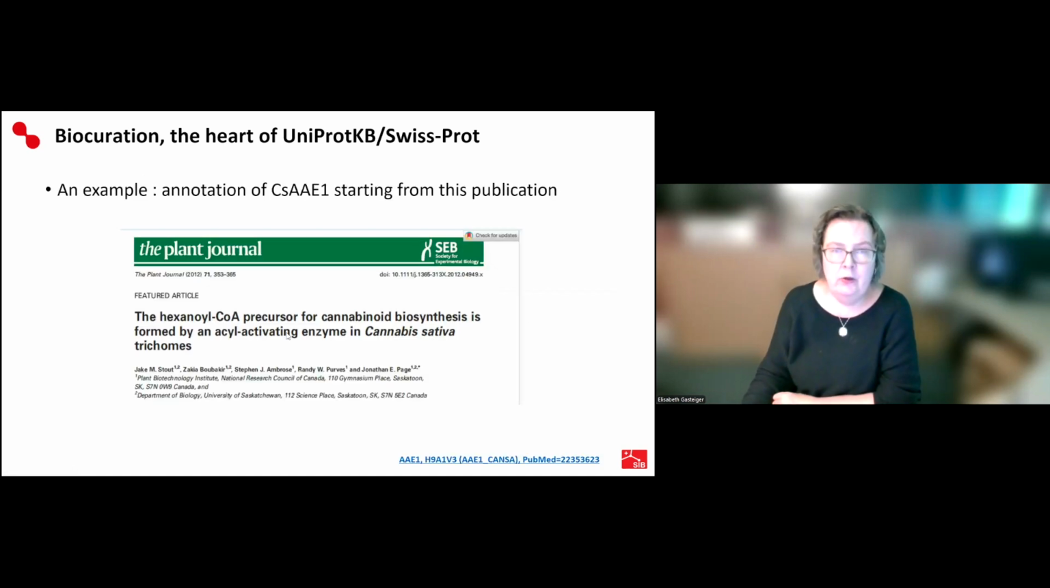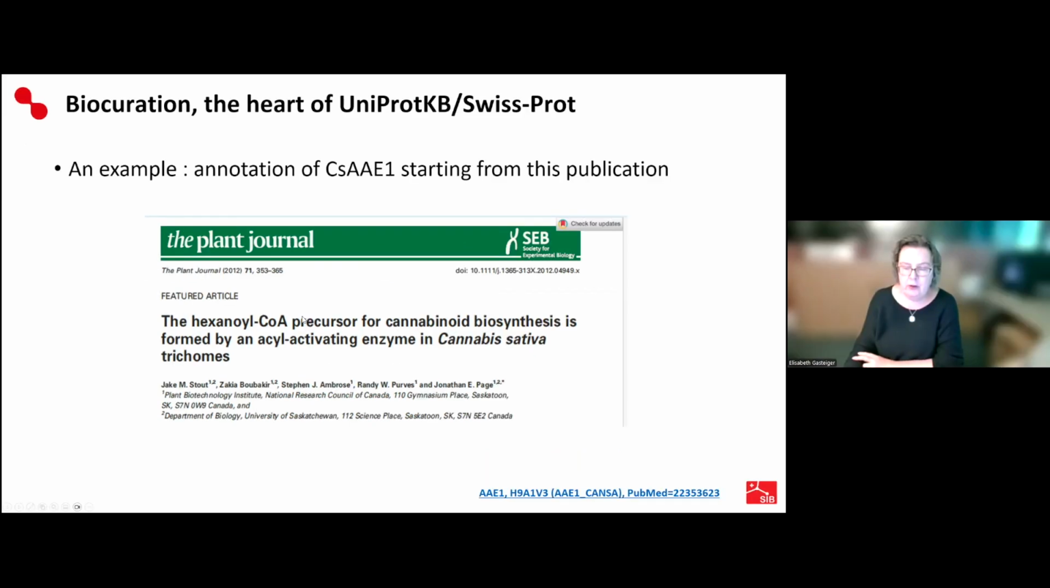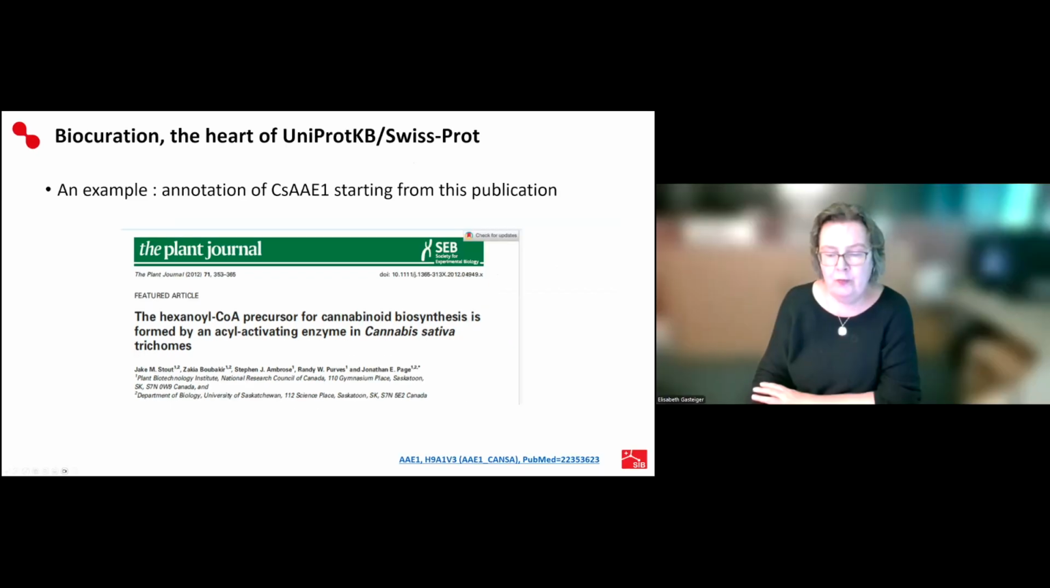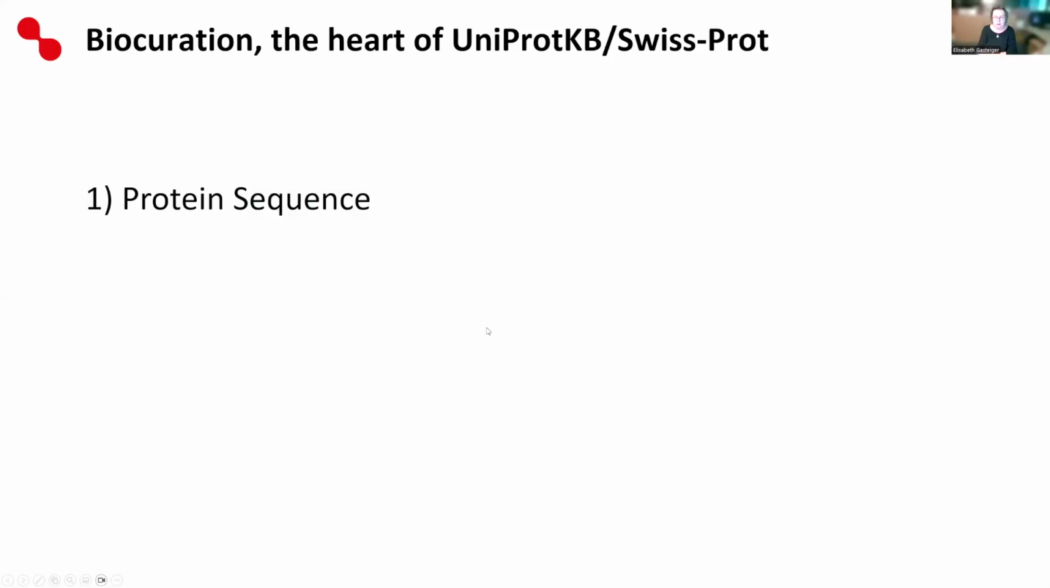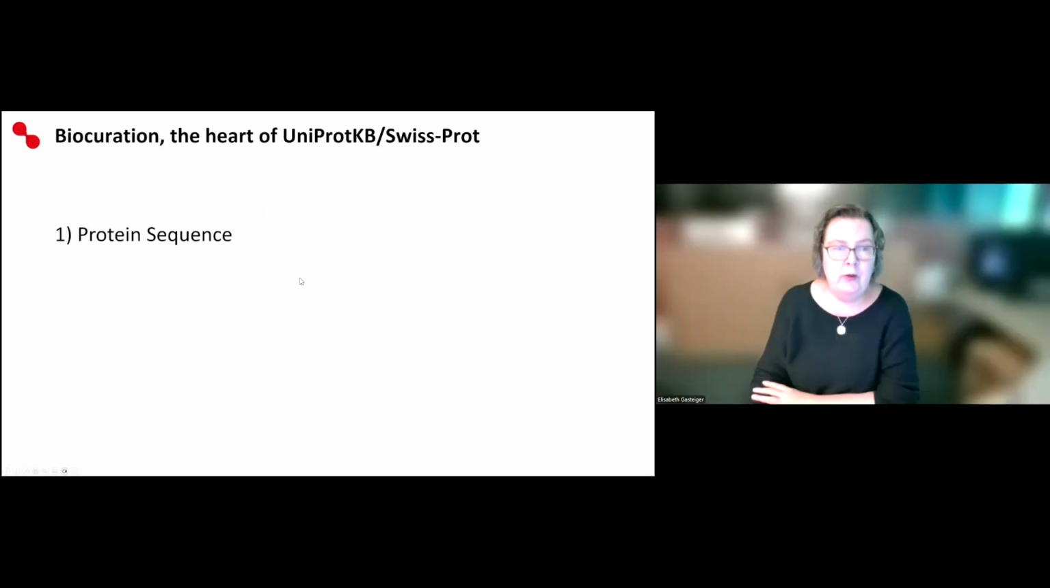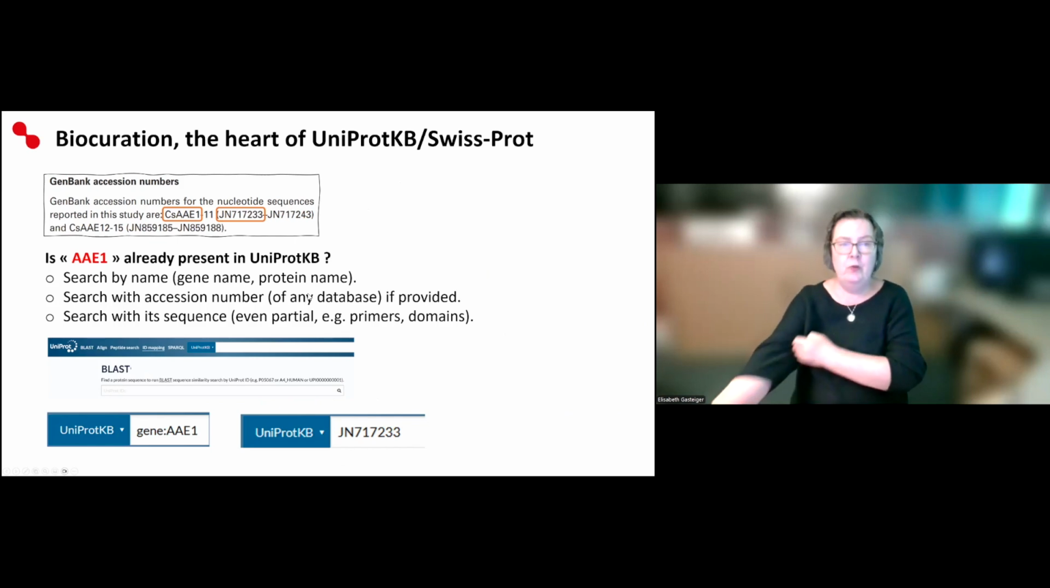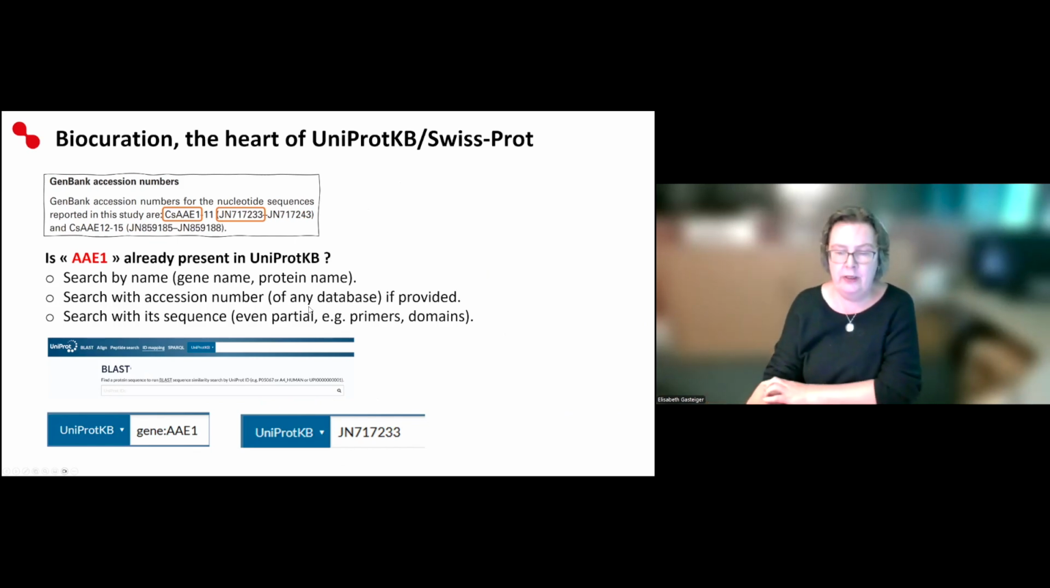Now I'll take you on a short journey with the biocurators, such as Emmanuel here in the room, and we'll see how they go about annotating a new entry. It usually starts with one or more publications. This one is about an enzyme in Cannabis sativa. As we saw before, we first want to get the sequence right. The publication hopefully includes some accession numbers or identifiers, and any mentioned gene name, protein name, or accession number will be used to search for a corresponding protein in UniProtKB, but also in other databases.